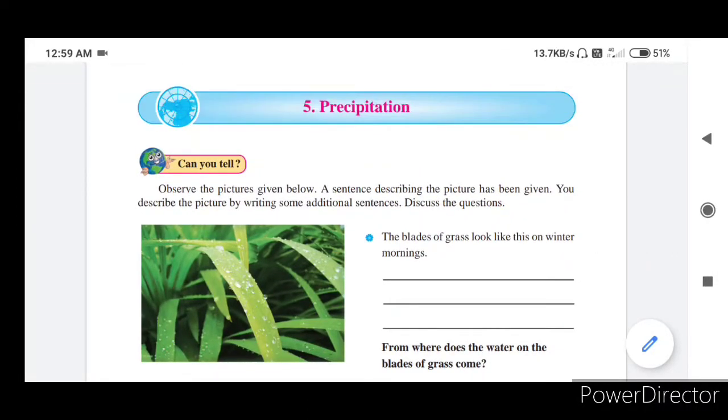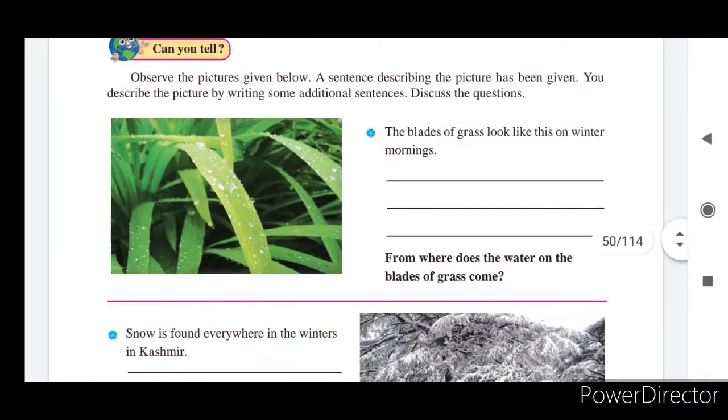Today we are going to study the fifth lesson, that is precipitation. In this lesson we are going to study why in some areas there is rainfall, in some places there is snowfall and hailfall, how it happens, how it occurs; those reasons we are going to understand. So first, some pictures are given. We have to see the pictures and tell the information.